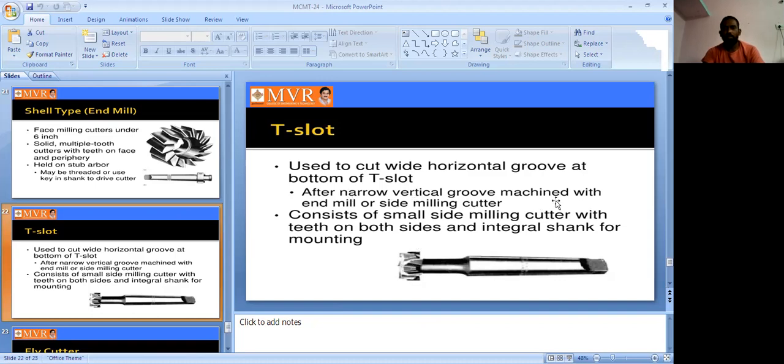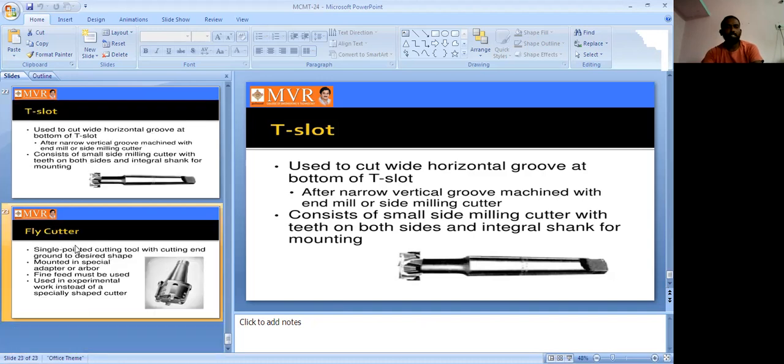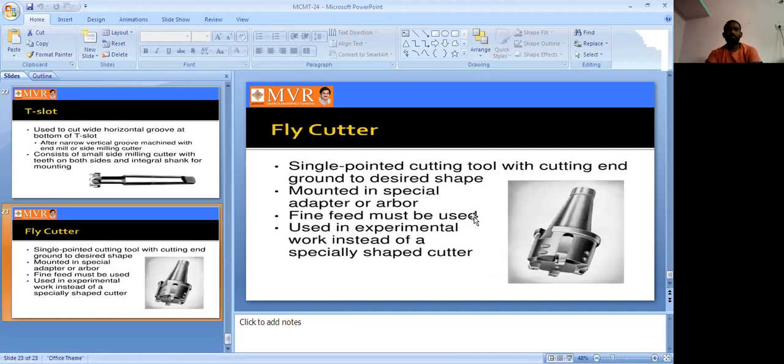After narrow vertical grooves are machined with end mill or side milling cutters, a T-slot cutter is used. So it is one of the T-slot cutters. The next one is the last one. The last cutter is nothing but the fly cutter.